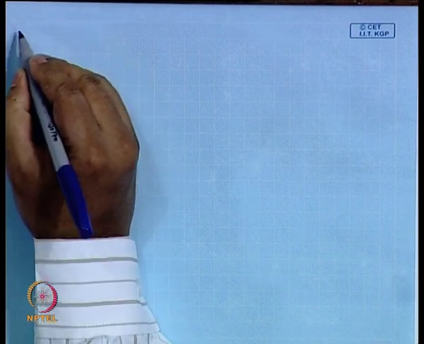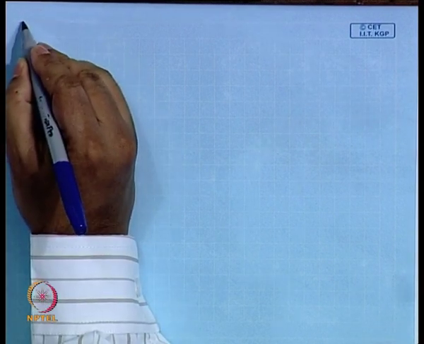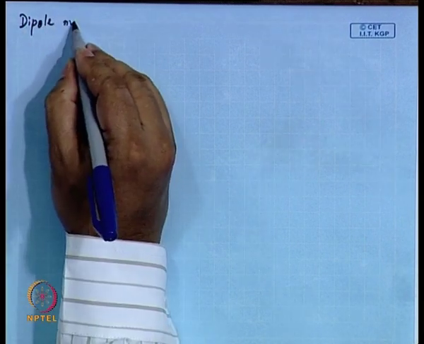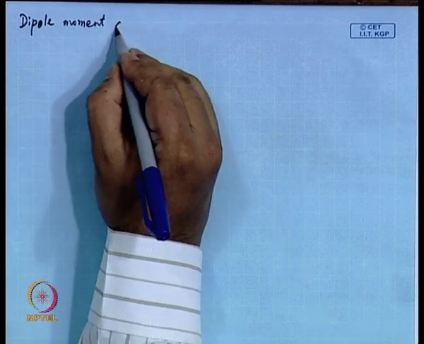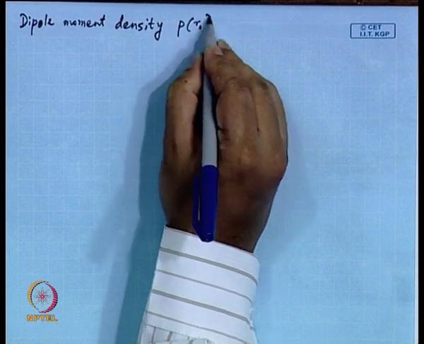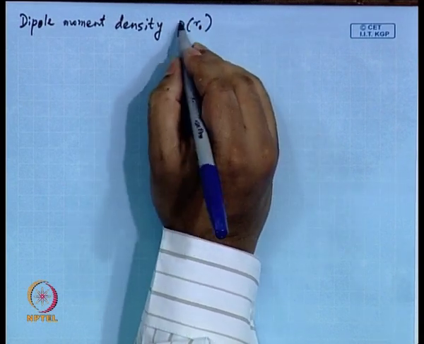All right. So, now if we try to write this, now before we get into this further, let me do one thing. Let me just define this dipole moment density. This is something which is there in the literature. Dipole moment density P of R 0. Let me put it, this is a capital P.